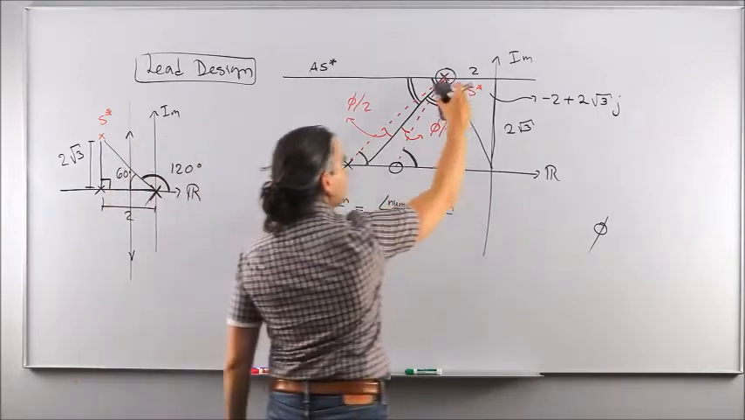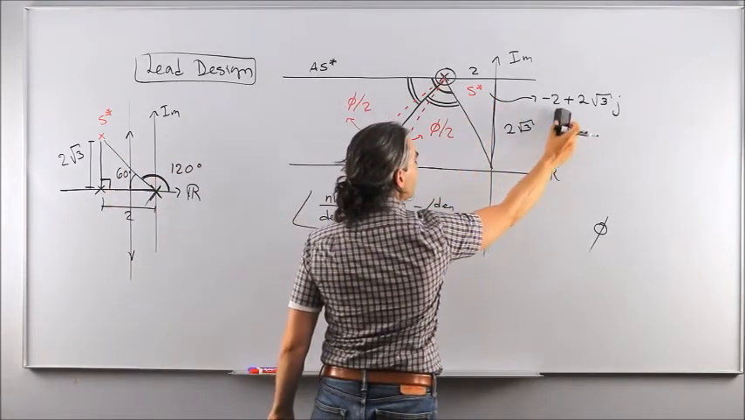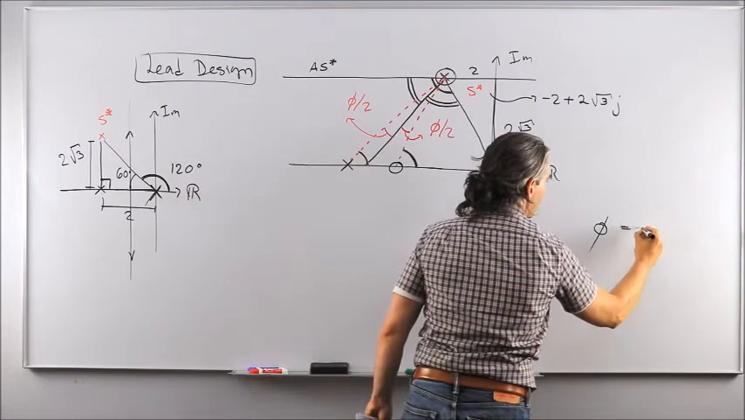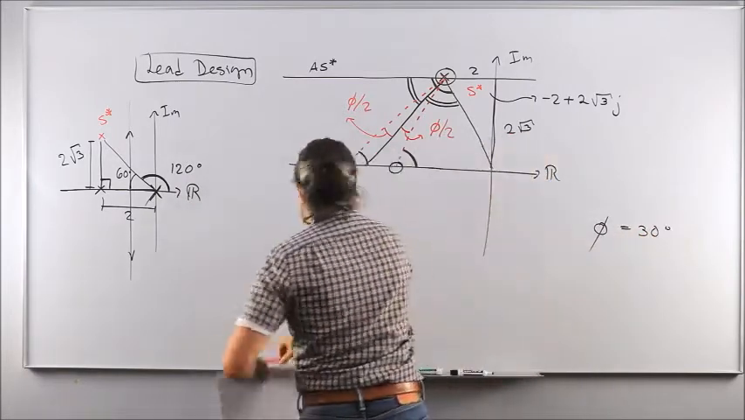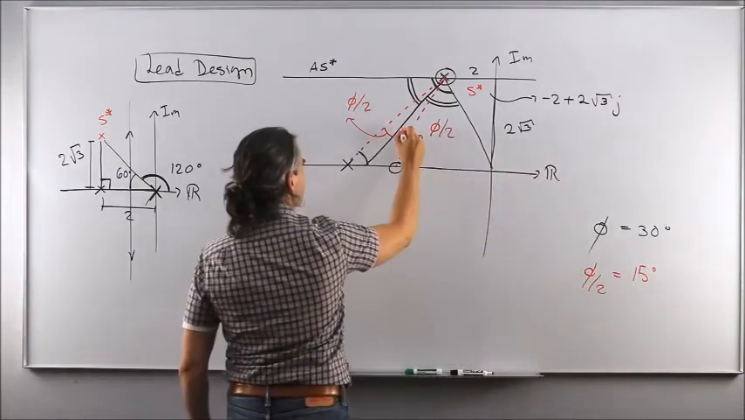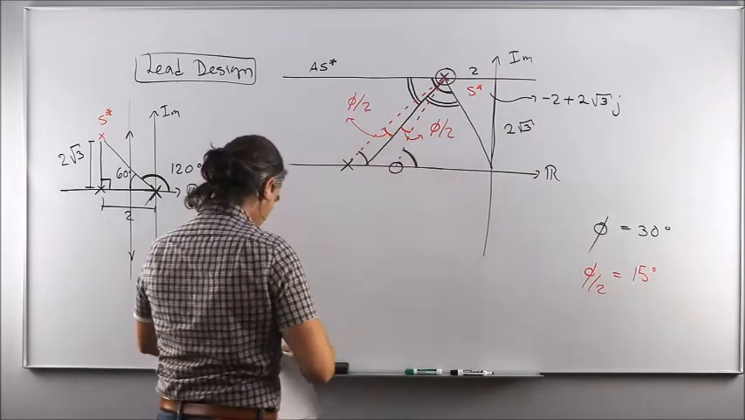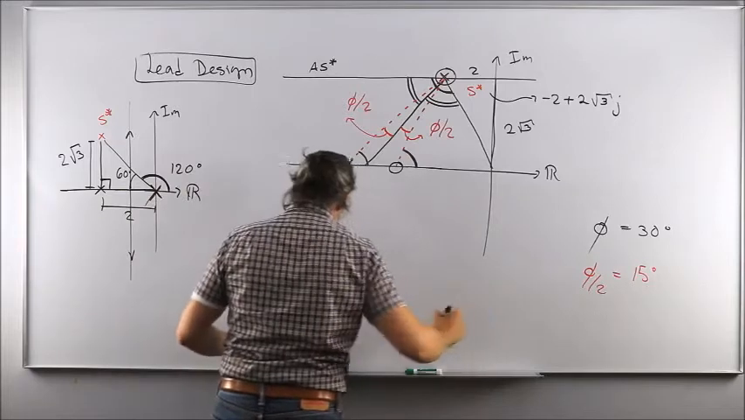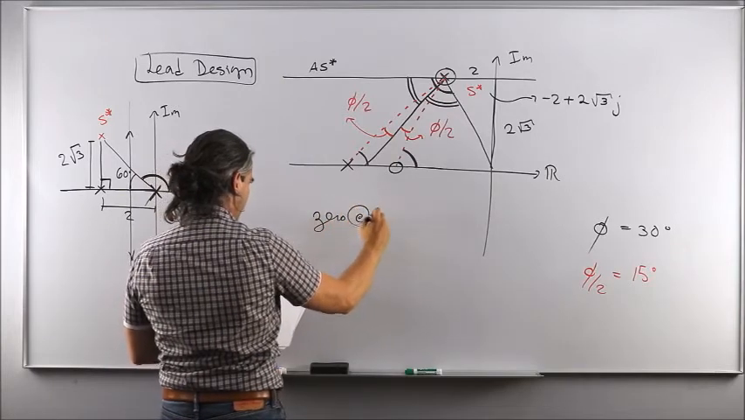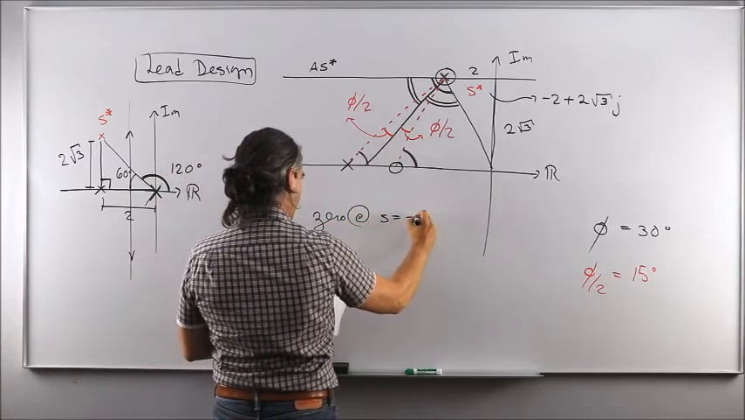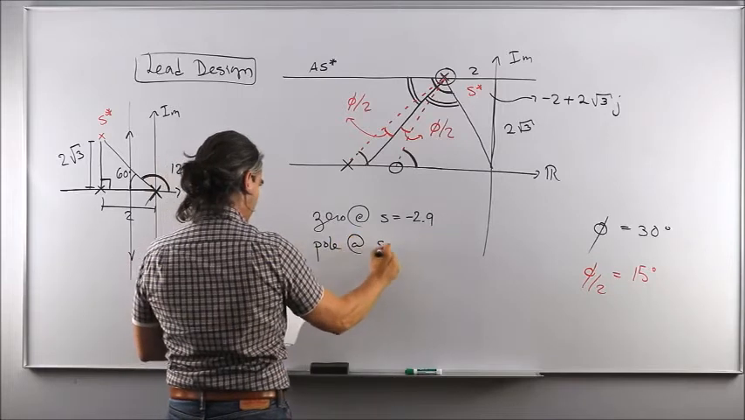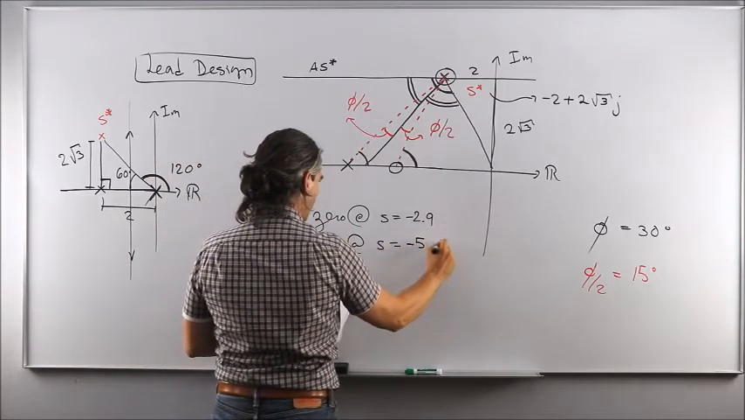Now, for that specific trigonometry where the desired pole is at minus 2 plus 2 square root of 3j, and we need to provide phi equal 30 degrees, and thereby phi over 2 of 15 degrees, you shall end up with a zero at s equal minus 2.9 and a pole at s equal minus 5.4.